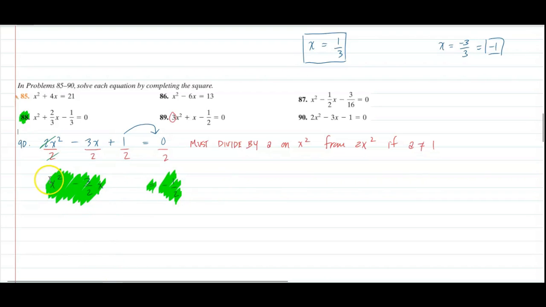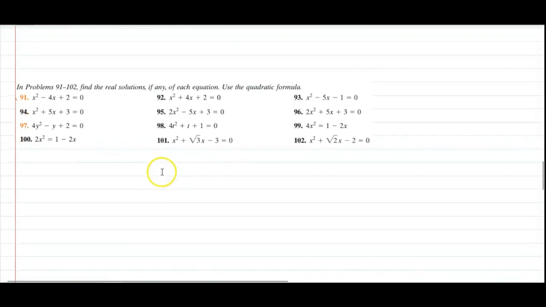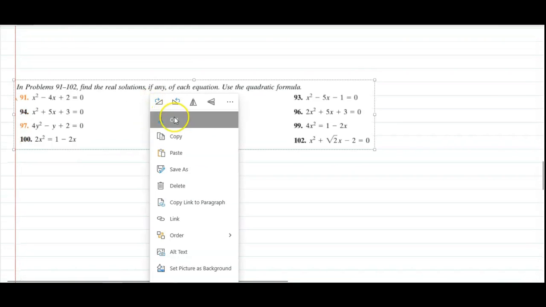I promised to show you why: basically, because there's a 2 out front, if you were to add b over 2 squared, that assumes there's a 1 out front. Then you would have to multiply everything by 2, which makes things a lot crazier. So it's just better to divide out by 2 at the beginning, and it's your safest bet. Otherwise, you end up with the wrong answer, and then it's really frustrating to pinpoint your mistake.